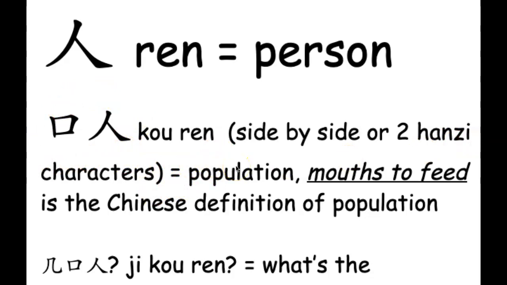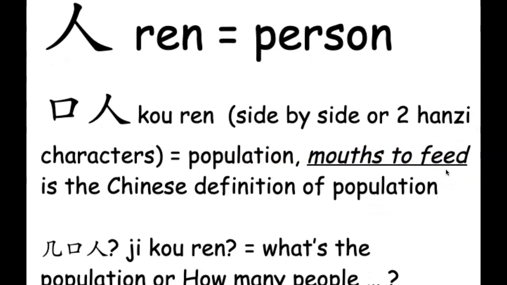And the Chinese define population as mouths to feed. It's important to have enough food for everybody, and that is population. So mouths to feed. Kouren. So jikouren, how many people? Jikouren, what's the population, or how many people? What if you're going to a restaurant, you walk in and the hostess says, jikouren, how many people are you coming to eat? And they will get you a table for however many kouren you have.